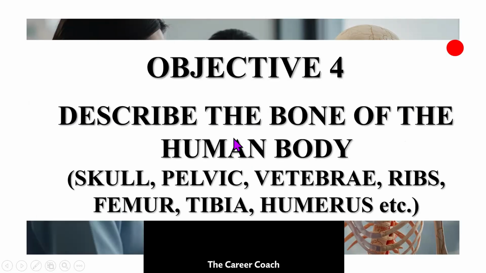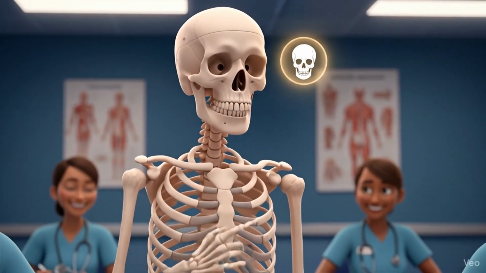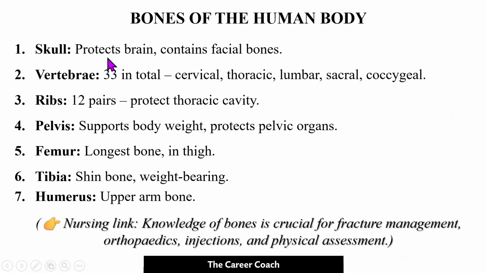Objective number 4: we want to describe the bones of the human body. Bones such as the skull, the pelvis, the vertebra, the ribs, the femur, the tibia, and the humerus. Bones of the body include the skull, which protects the brain and contains facial bones. The vertebra contains 33 bones in total, involving the cervical, the thoracic, the lumbar, the sacral, and the coccygeal. The ribs, there are 12 pairs. They protect the thoracic cavity.